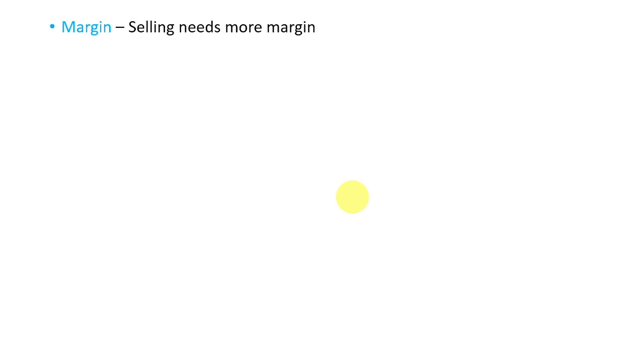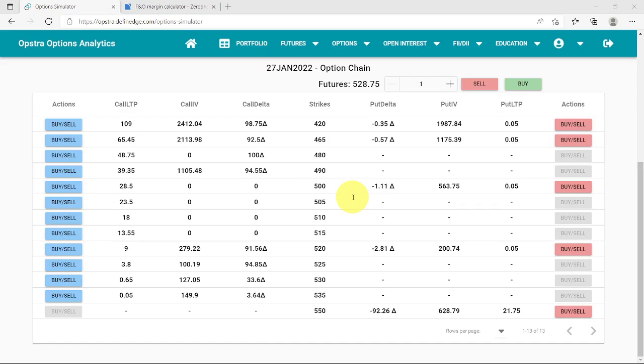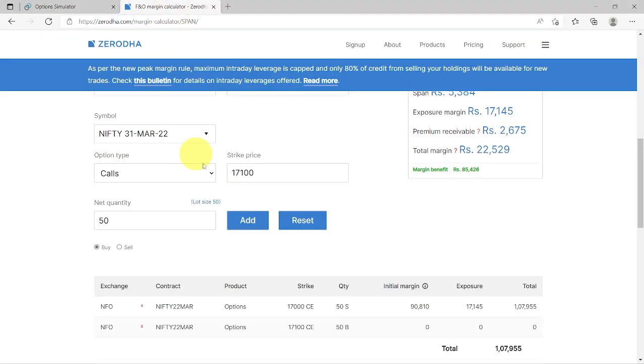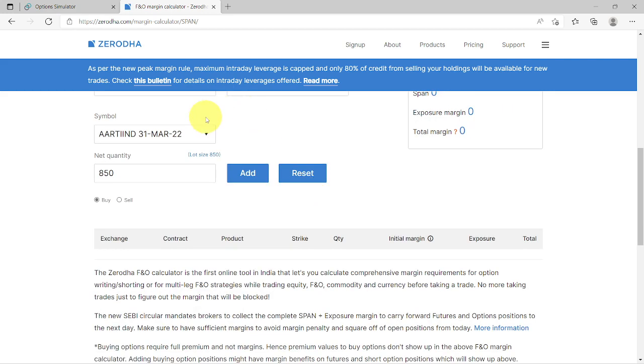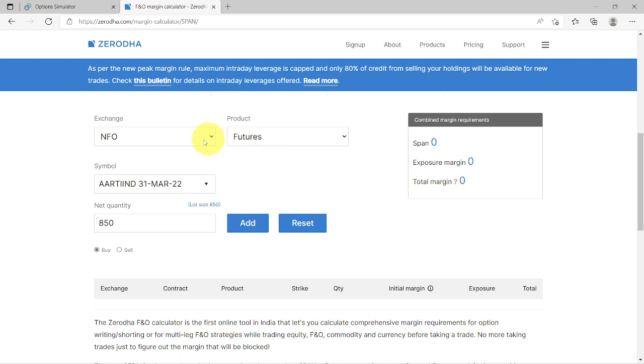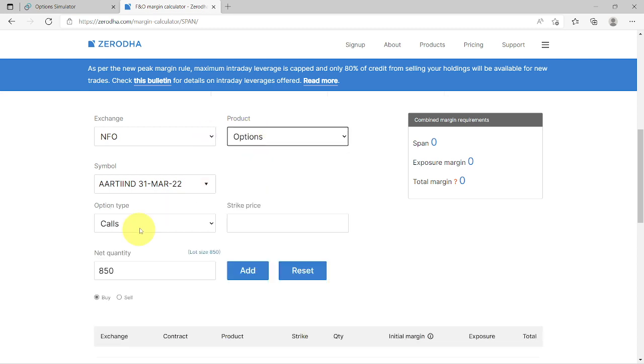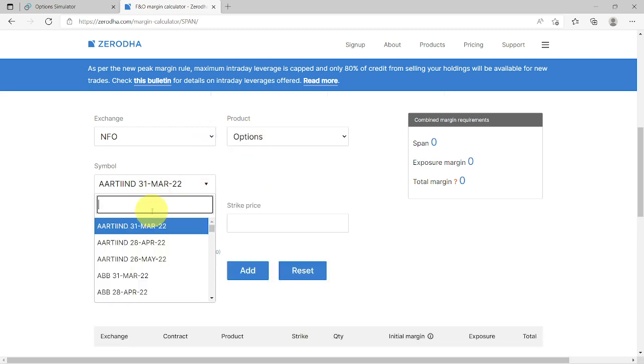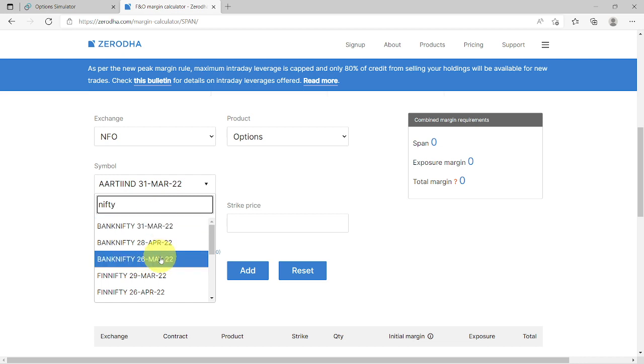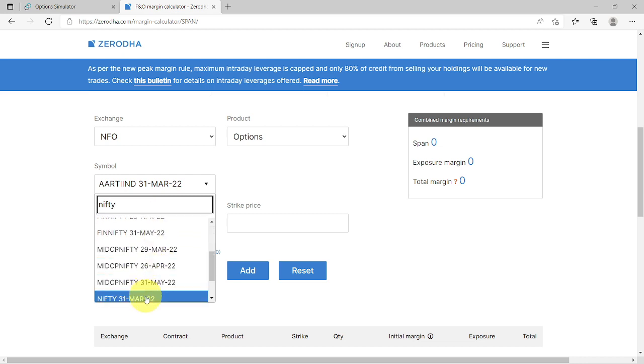But if the probability is more in selling, why can't everybody be on the selling side? Actually, for selling, you need more margin money. Let me take you to another site. The Zerodha margin calculator gives you the margin values. So say suppose let's consider call options of Nifty. Nifty is trading around 16,900 or 18,800 as of today.